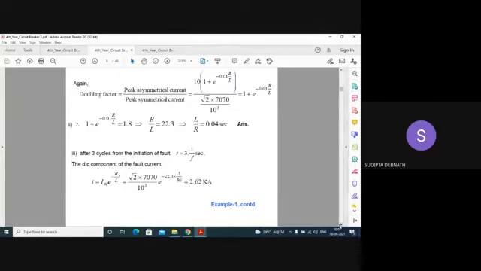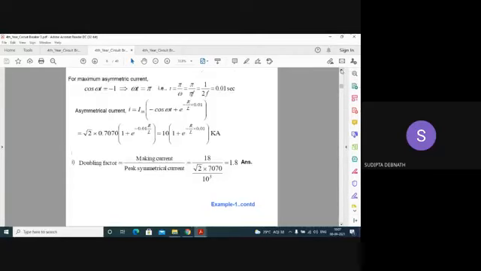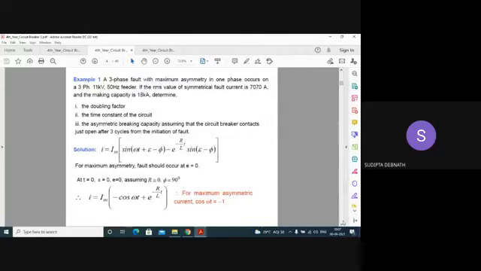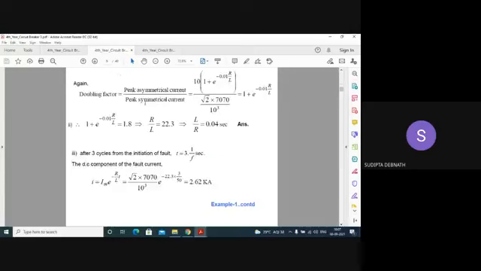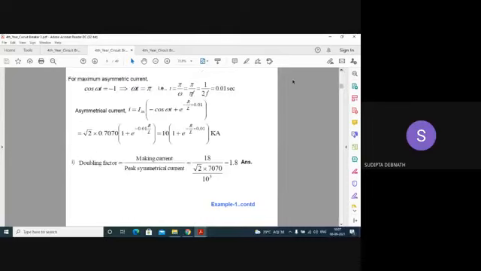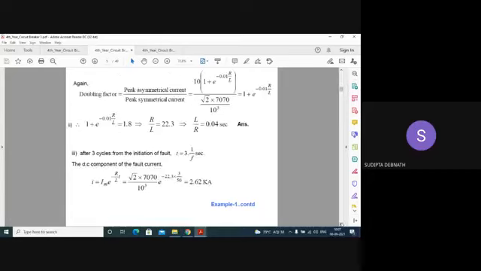Next, what you need to find out, let's see. You need to find out the time constant of the circuit. You can find out from this expression: asymmetrical current you have got, doubling factor you have got. Now doubling factor is peak asymmetrical current by peak symmetrical current. So what is peak asymmetrical current? It will be this one. This is the peak asymmetrical current divided by the peak symmetrical current. So this is the expression.